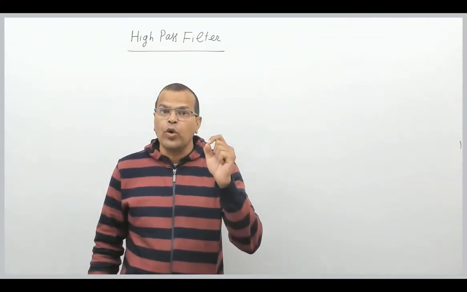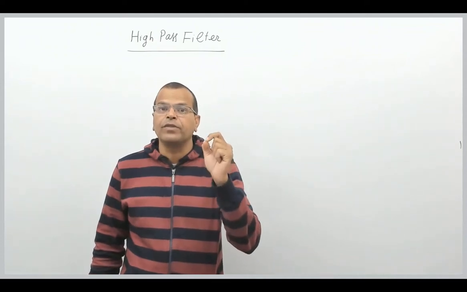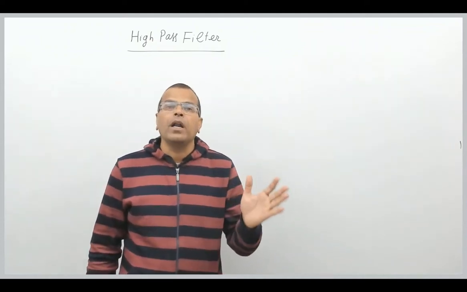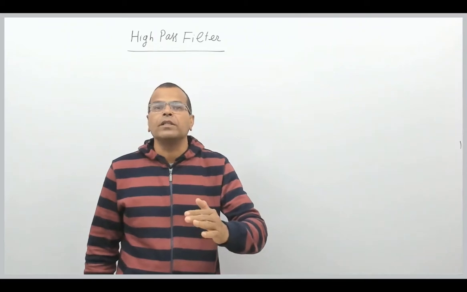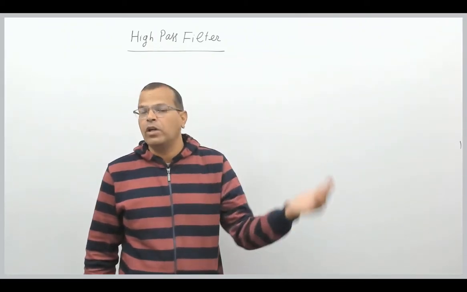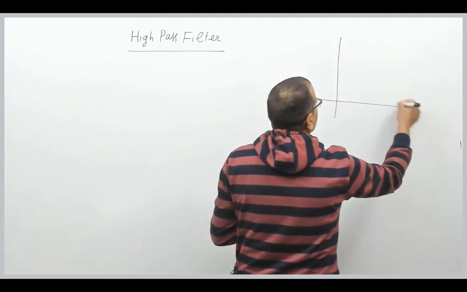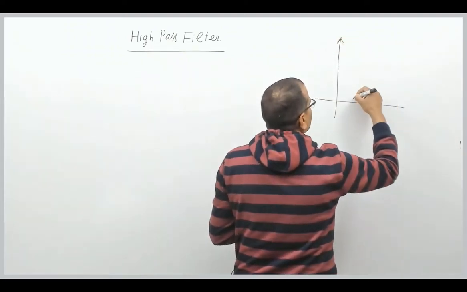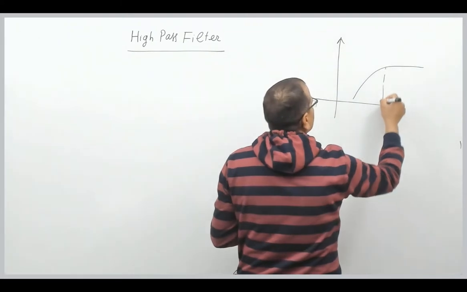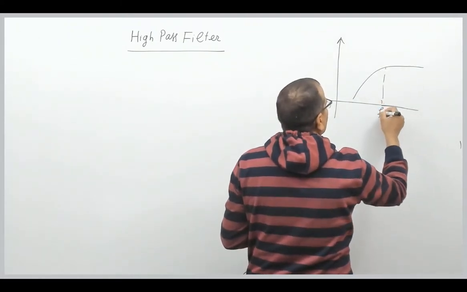which is called lower cutoff frequency of the filter, right? It passes all the frequencies above that frequency called cutoff frequency. If you see the characteristic, it is something like this. The characteristics are like this. It allows the frequencies above a frequency called cutoff frequency.